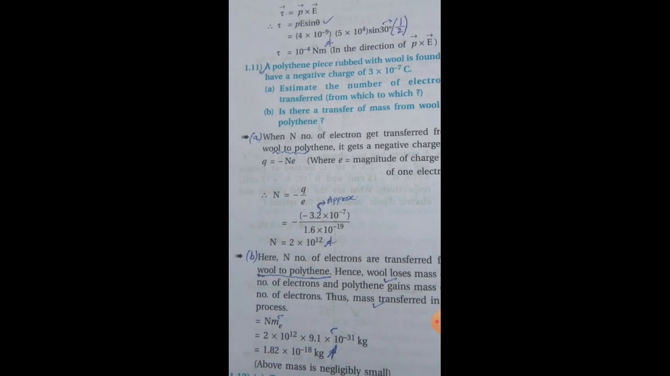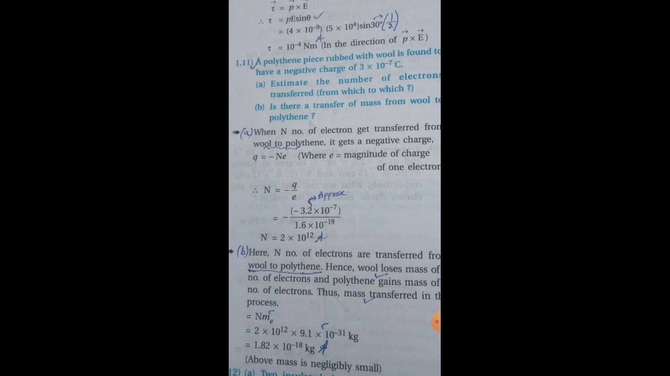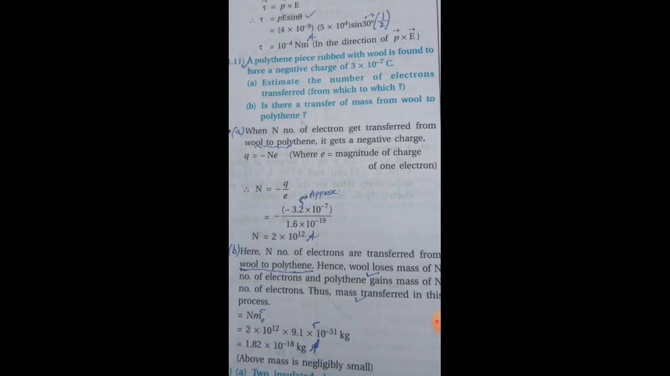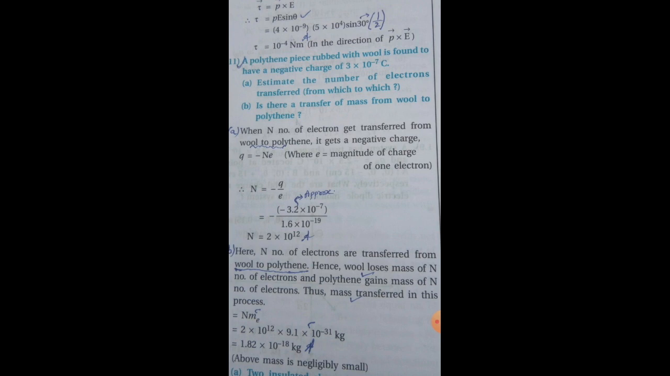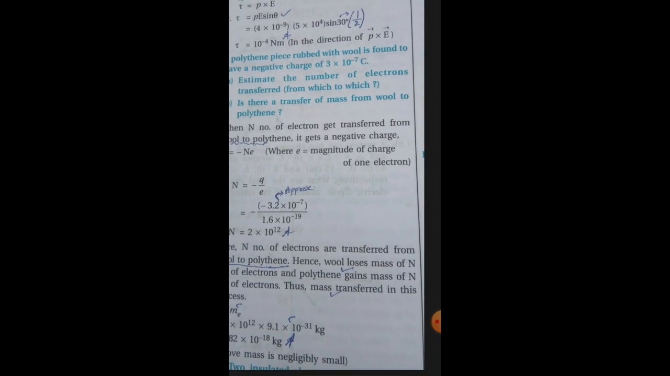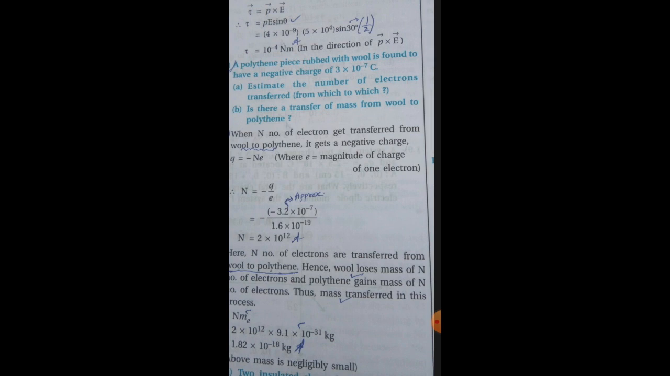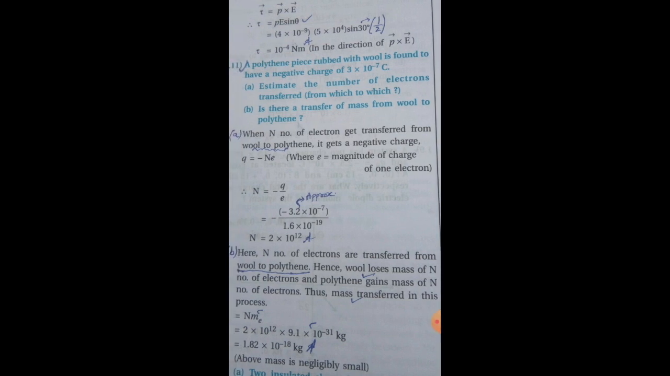Now B part, is there a transfer of mass from wool to polythene? Yes, the answer is yes. Now answer with reasoning. Here capital N number of electrons are transferred from wool to polythene. Here wool loses mass of N number of electrons, and polythene gains mass of N number of electrons. Hence mass transferred in this process equal to capital N into me.